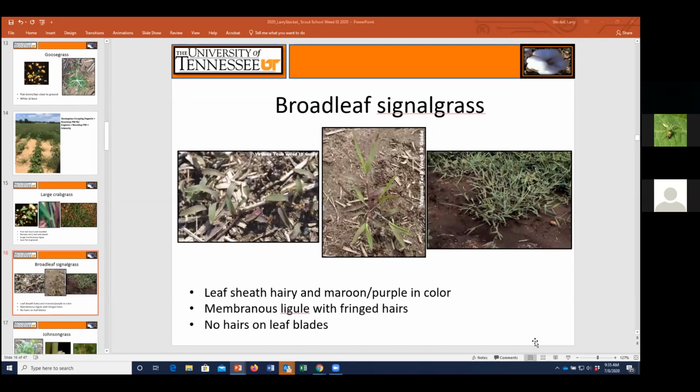And then another one, broadleaf signalgrass. They're all really hard to tell apart when they're first emerging. It's better when they're at full maturity. But signalgrass has a hairy leaf sheath as well, and again it's going to have that maroon or purple color on the stem. So it's kind of like the jungle rice barnyard grass. Again, it's got a membranous ligule, but with some fringed hairs on it as well. But it will not have the hairs on the leaf blades, like the crabgrass will.